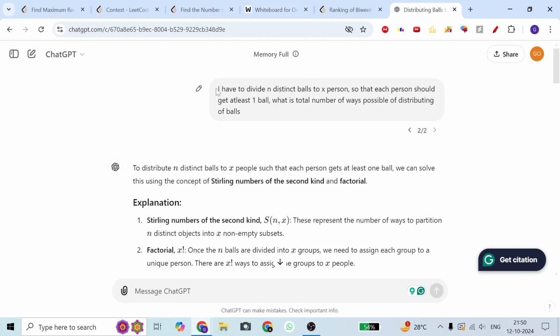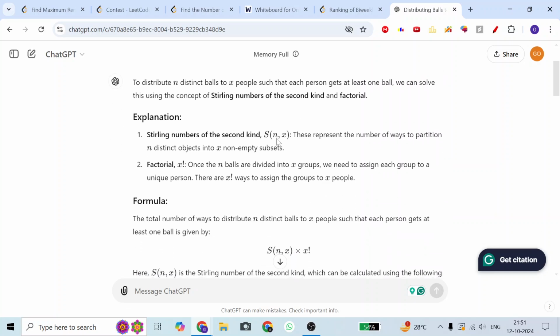What I find is, I have to divide n distinct balls to x persons so that each person should get at least one ball. Okay, this is a ChatGPT answer I use to explain to you. I don't need to find the tutorial. I read this in a CP course, but I am not going to take the name. Total number of ways possible of distribution of balls. Basically I have to divide n distinct balls to x persons so that each of them should get at least one ball. Now this is very simple.